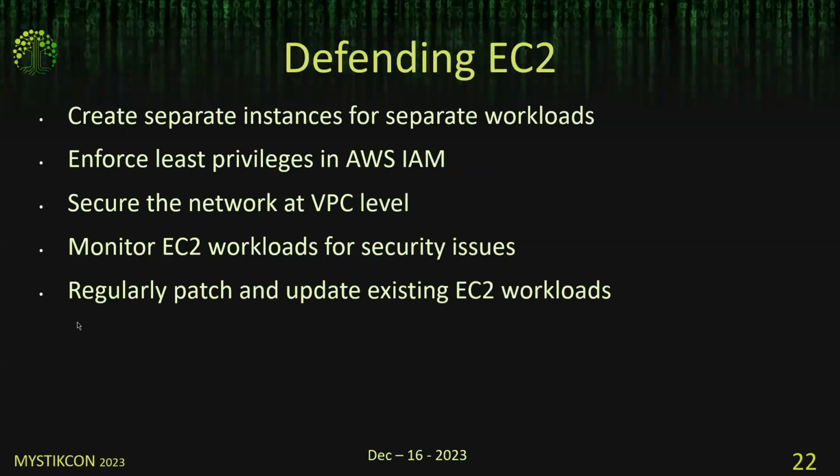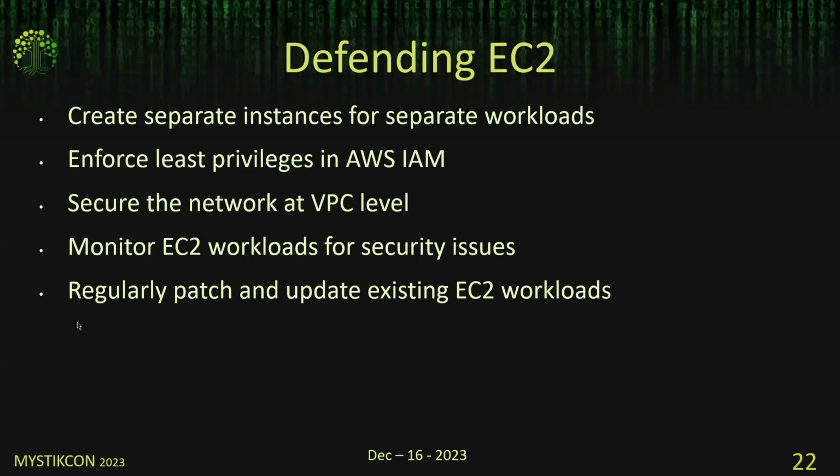So how do you defend EC2? You should create separate instances for separate workloads, which ensures that vulnerabilities within one application or one OS cannot impact services running on other workloads. Then again, least privileges in IAM. Least privilege is something which should be everywhere. If you don't have anything else in security, you should at least have least privileges.